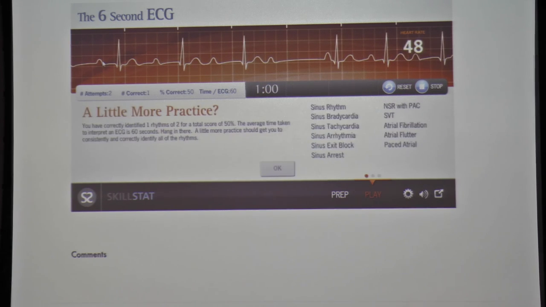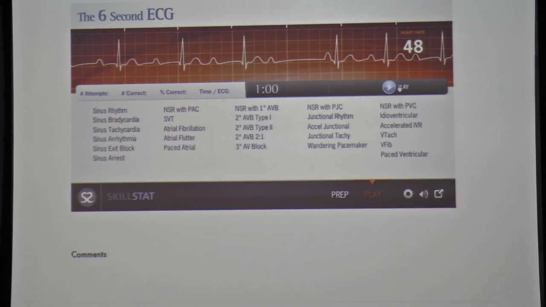Okay, so we got P wave, QRS, P wave, QRS, but the PR intervals are widening, right? And then you have what? A dropped QRS, right? So you see widened PR, P wave, no QRS. So this would have been a second degree type 1 Wenckebach. Okay, we'll do one more set and then I'll keep my word and let you go.